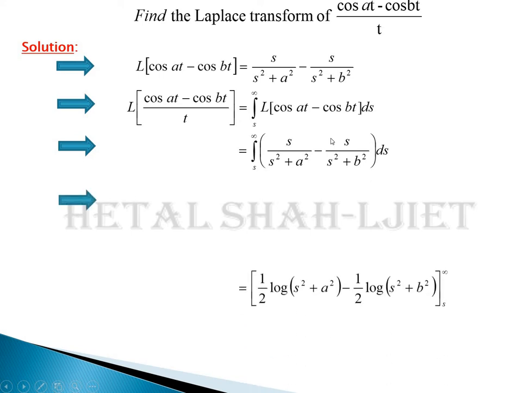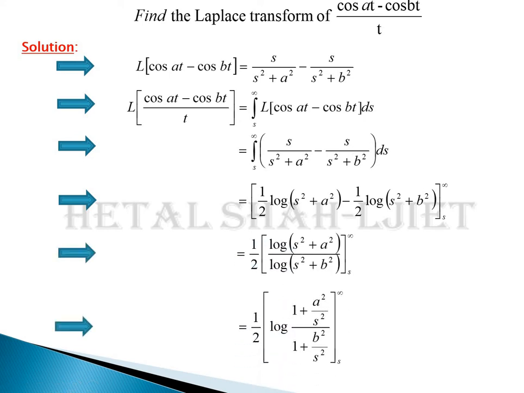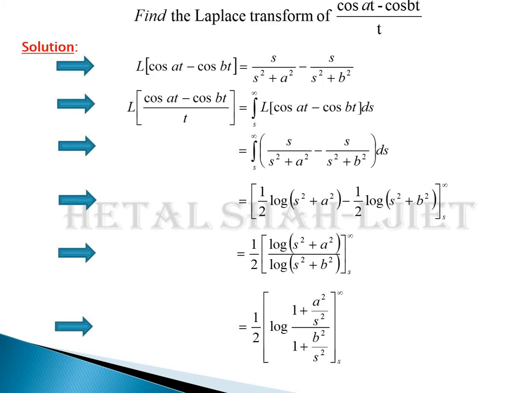So the integration of this term is, if we multiply and divide by 2, then the derivative of the denominator becomes the numerator. That's why the integration is 1/2 log s square plus a square, and here 1/2 log s square plus b square. So by applying the limits, we get this answer, and this is our final answer.